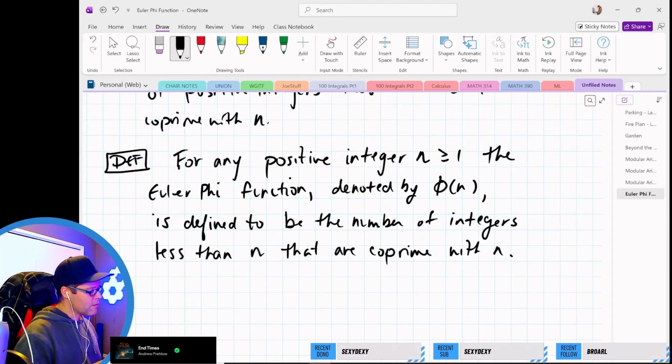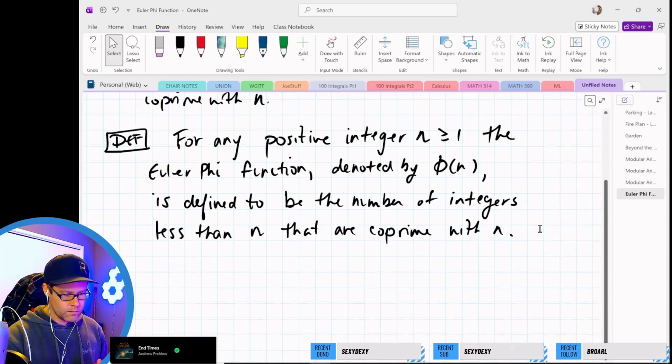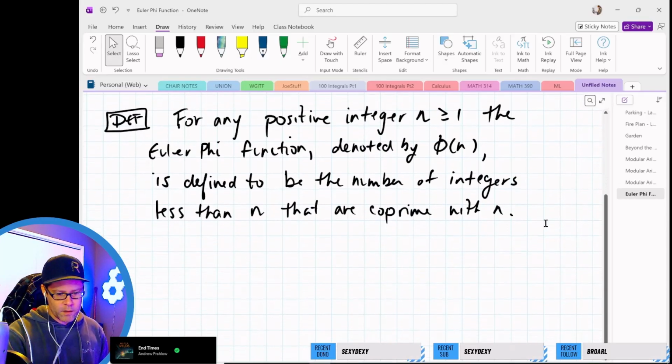Are there any prerequisites for this? For this talk, I don't think so. You'll just need to know some basic rules of prime numbers. I think that's basically it. So I'm hoping it'll be a really nice introduction to the theory of the Euler Phi function.